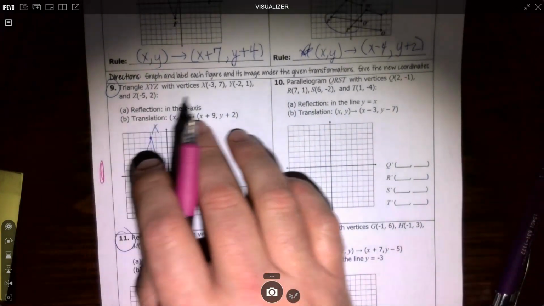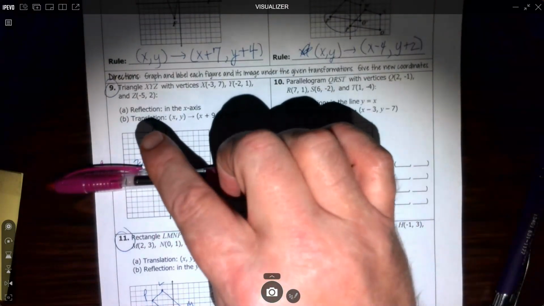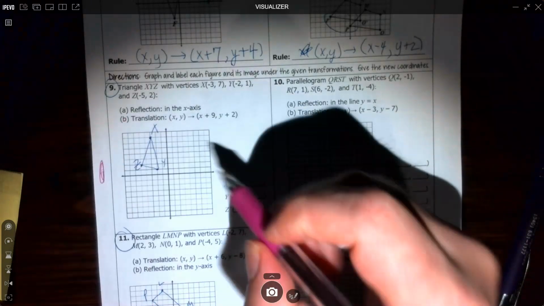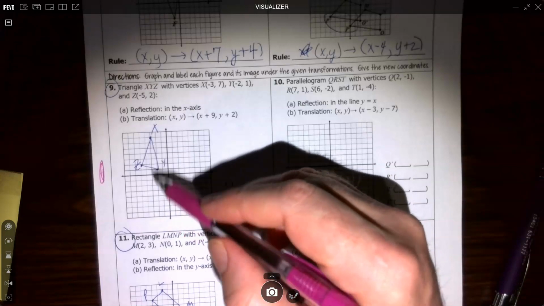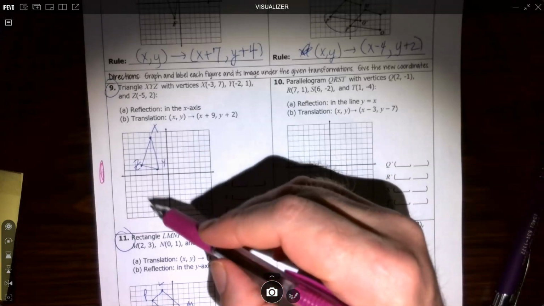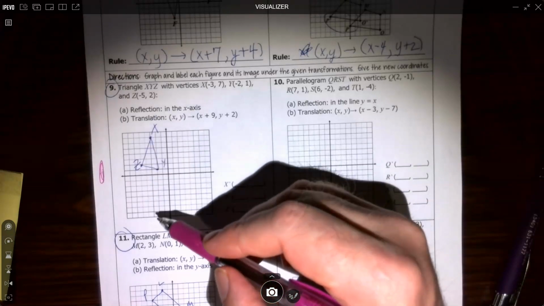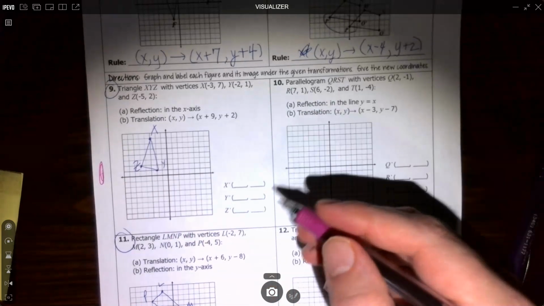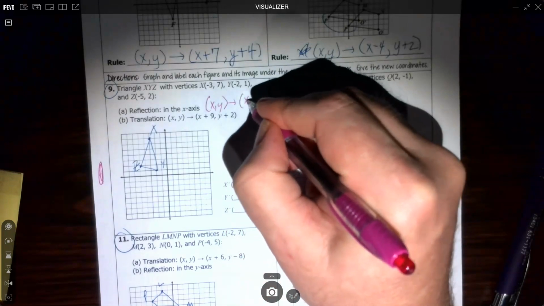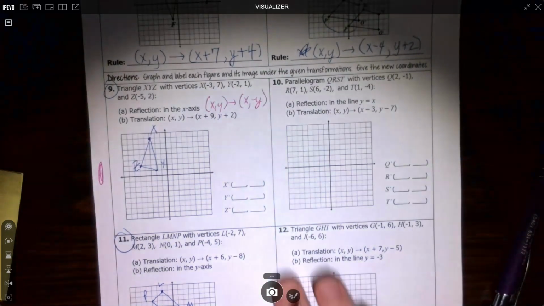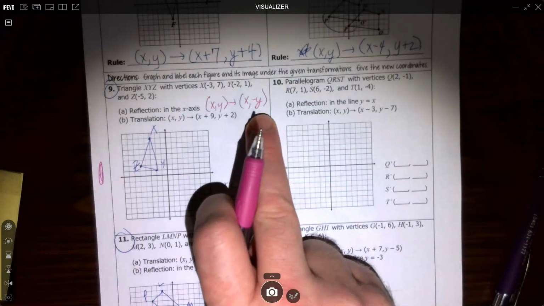problem. So reflections in the x-axis means here's my mirror, and I have to reflect everything over it. So what we learned in the last thing was if you're flipping over the x-axis, what happens to the x? Nothing. The x value doesn't change, but the y value changes from a positive to a negative. So in this case, x stayed the same, but y changed sign. All right? So this is saying I've got to change my y's to their opposites.